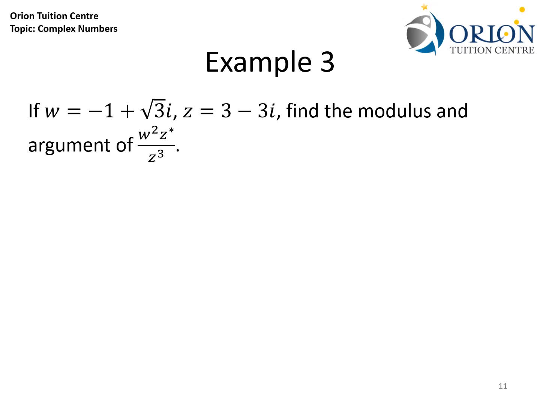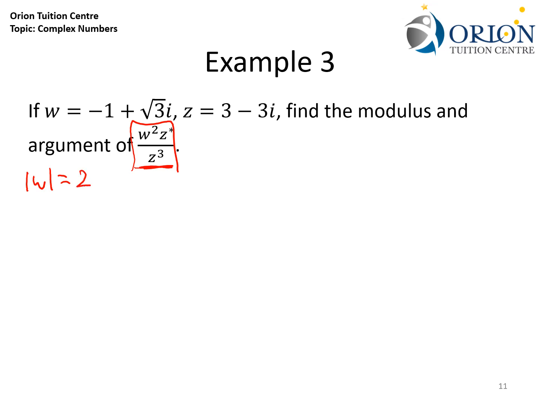In example 3, we need to find out the modulus and argument of this complicated expression over here. And of course, we wouldn't want to evaluate what this complex number is, since we are only interested in the modulus and argument. Hence, we can apply the properties of the modulus and argument to help us do so. So let's find out what are the modulus and argument of w and z.